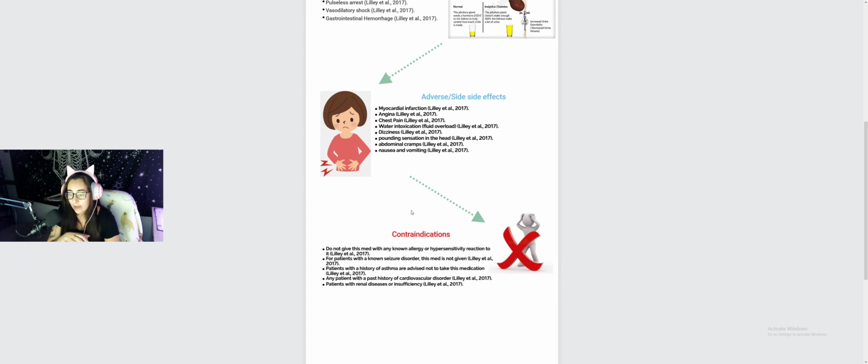Patients with a history of asthma are not advised to take this medication. That's also because of the smooth muscle receptor effect. Any patient with a past history of cardiovascular disorder as well. And then patients with renal diseases or insufficiency are not advised to take this medication either.